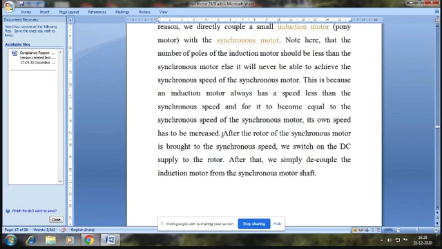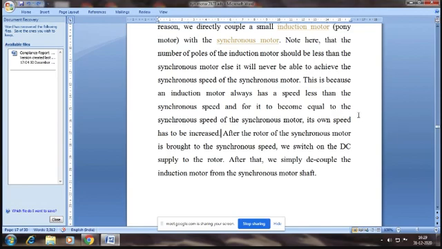Yes, sir. For that to happen, we have to have a lesser number of poles in the induction motor, so that if you use the equation N equals 120f by P, the lesser the number of poles, the more your speed increases. So the number of poles in the induction motor should be less than that in the synchronous motor. So that's the important one.